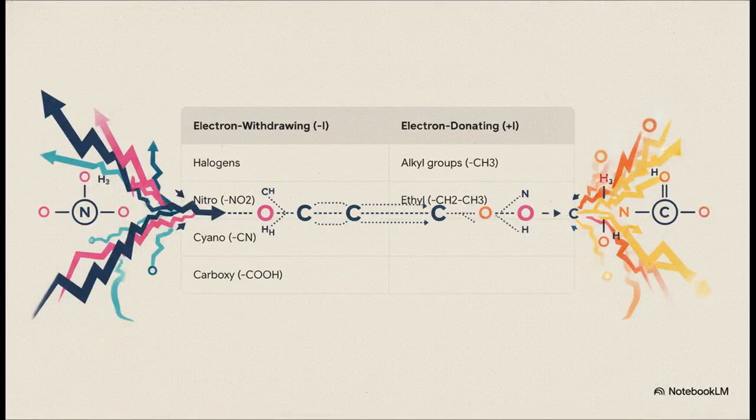Now, of course, different groups you can attach to a carbon chain have different effects. We basically classify them all relative to hydrogen, which we treat as our neutral baseline, our 0 point. On one side, you have the electron withdrawing groups, which have a negative I effect. These are the greedy ones, like halogens or nitro groups, that pull electron density towards themselves. On the other side, you've got the electron donating groups, with a positive I effect. These are usually your alkyl groups, like methyl, that are less greedy than carbon and actually push electron density away.